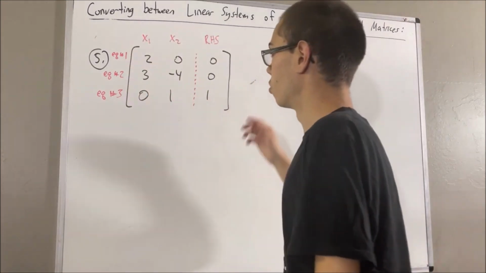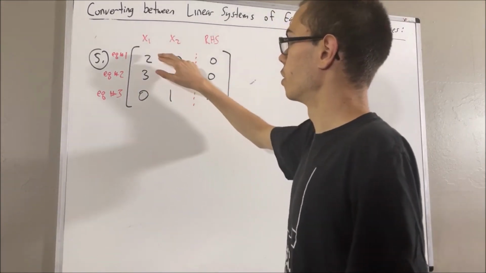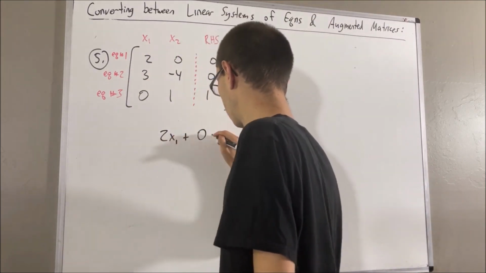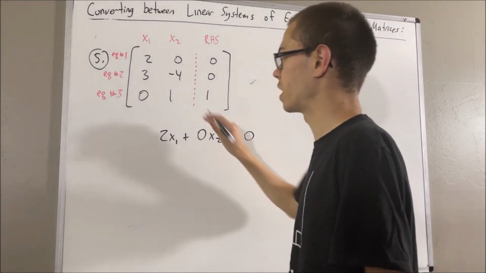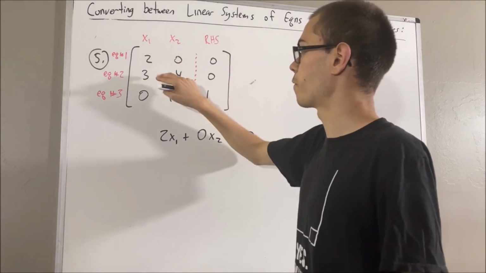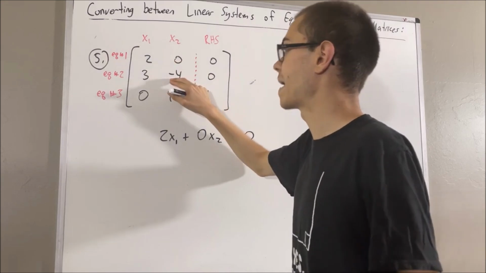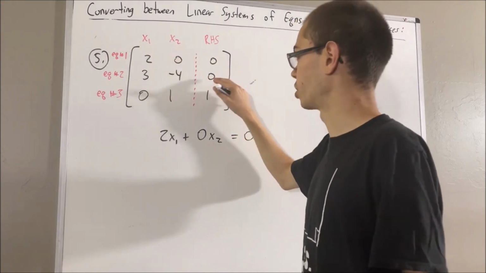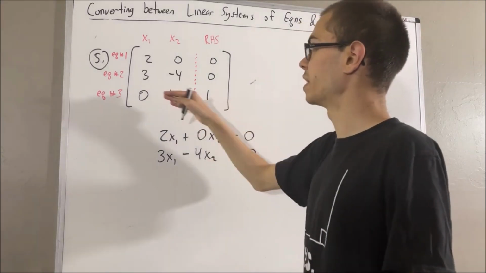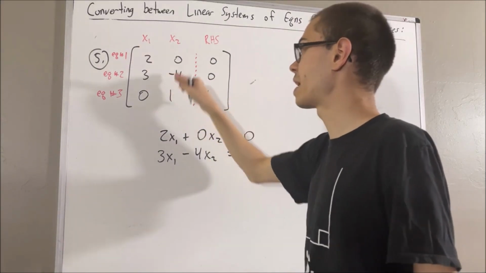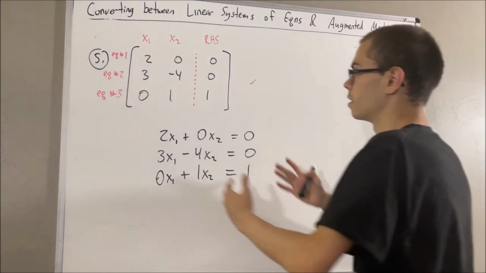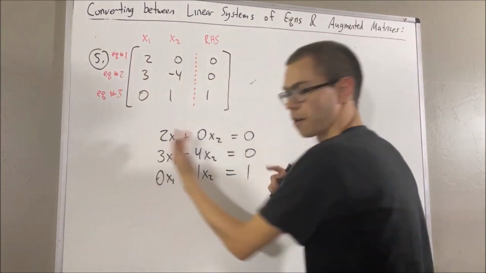But now, really, all it is 2x1 plus 0x2 equals 0. This is precisely what our first row is telling us. And for our second row, well, we have 3x1 minus 4x2 equals 0. As for our third row, this is really 0x1 plus 1x2 equals 1. Right? So just translating from here to there.